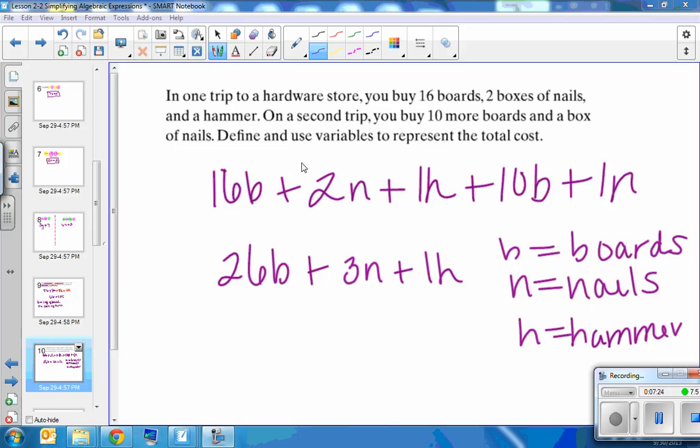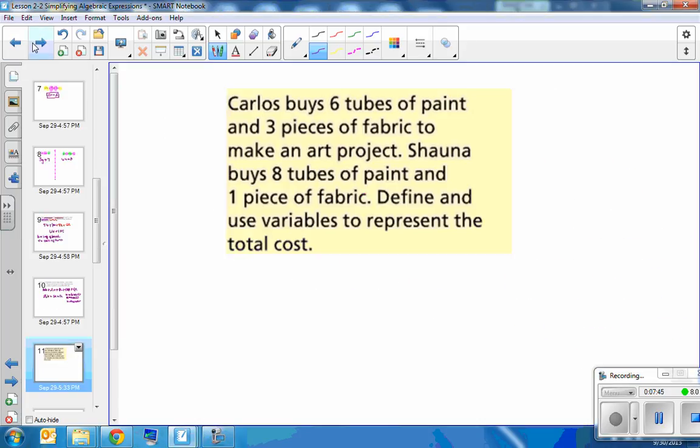So I had 16 boards plus 2 boxes of nails plus 1 hammer plus 10 boards and 1 box of nails. B equals boards, N equals nails, H equals hammer. So I combine like terms to get 26 boards plus 3 nails plus 1 hammer. It is so important that you define your variables so someone else can understand what you're talking about.